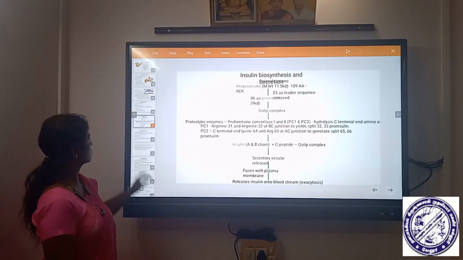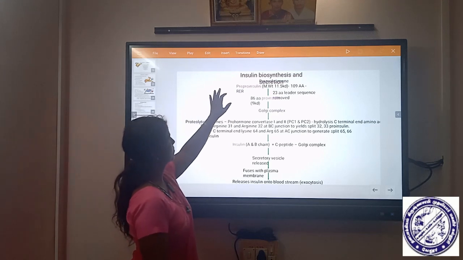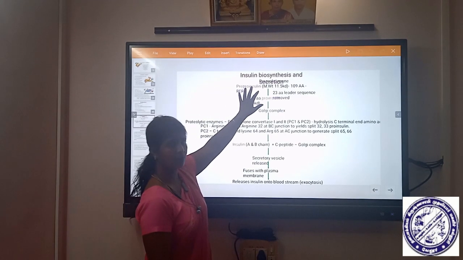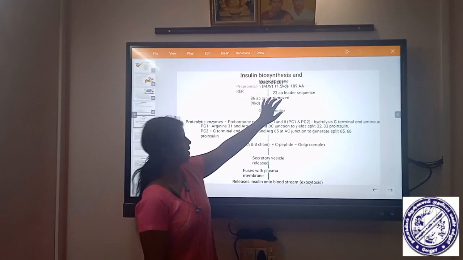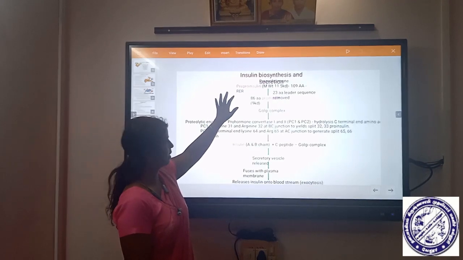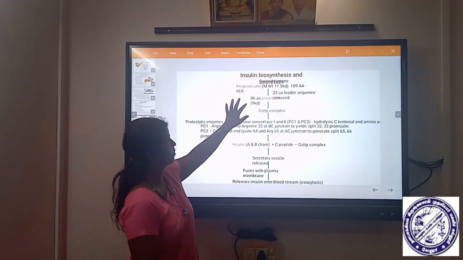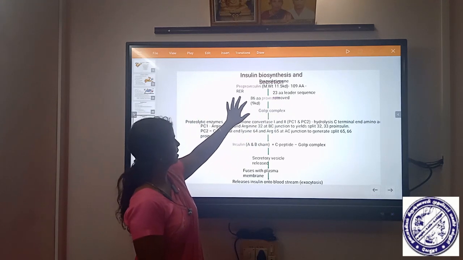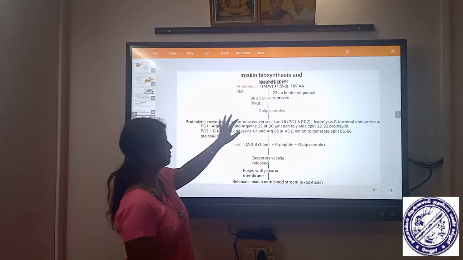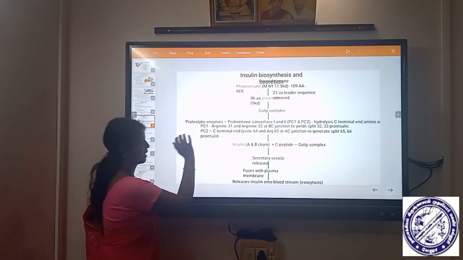This is about the biosynthesis of insulin. The first formed insulin molecule is called pre-proinsulin. It has a molecular weight of 11.5 kd with 109 amino acids. This takes place at the endoplasmic reticulum. After the cleavage of the 23 amino acid leader sequence, it forms a proinsulin molecule with about 86 amino acids and 9 kd. This enters the Golgi complex where it undergoes cleavage catalyzed by proteolytic enzymes.